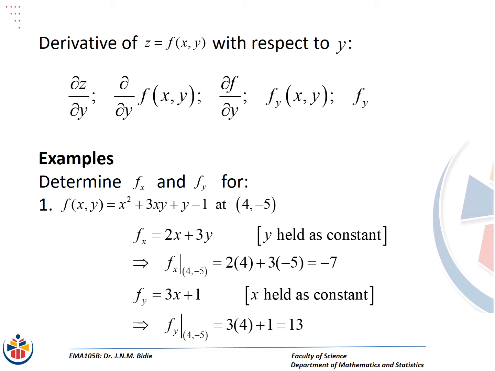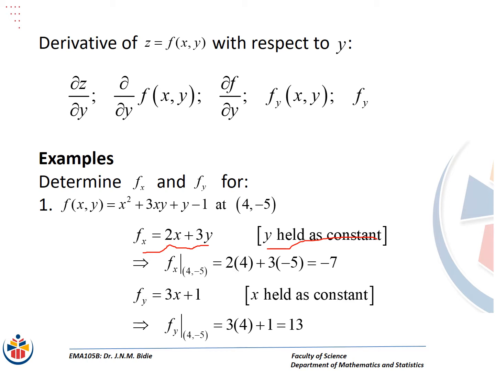Now, if we want the derivative of f with respect to x, the first thing we need to remember, y must be held as a constant. Now note, we've got x squared, so differentiating with x, we know the derivative of x squared is 2x. And the derivative of 3xy, because y is a constant, then that means we take out 3y and then differentiate x. Hence the answer is 3y.